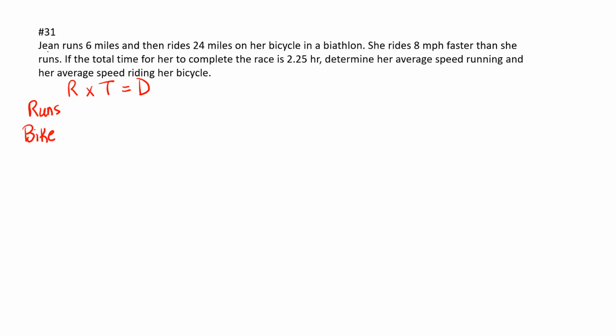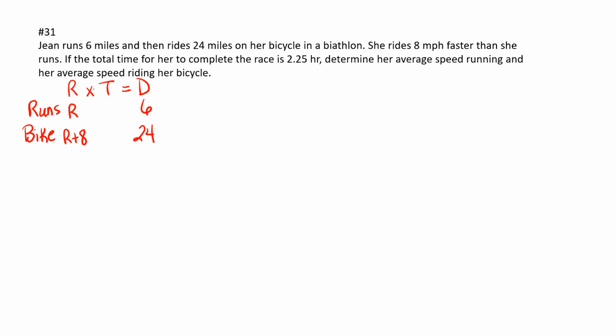So first of all, we know that she runs 6 miles, so that's her running distance. She rides 24 miles, so that is her biking distance. She rides 8 miles per hour faster than she runs, so if her running rate is r, then her biking rate is going to be 8 more than that. And then we know that her total time to complete the race is 2.25 hours.